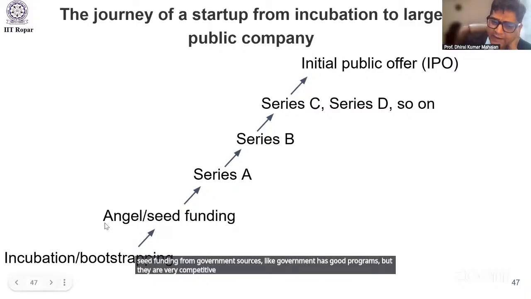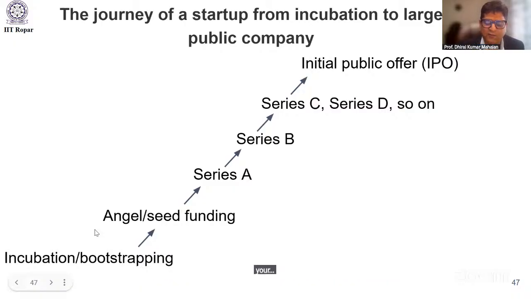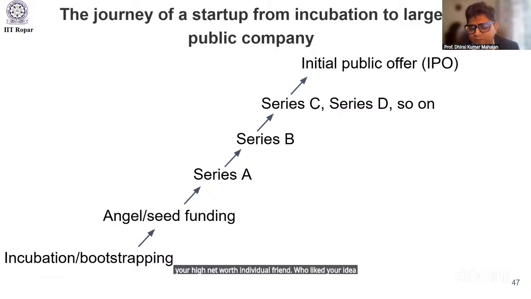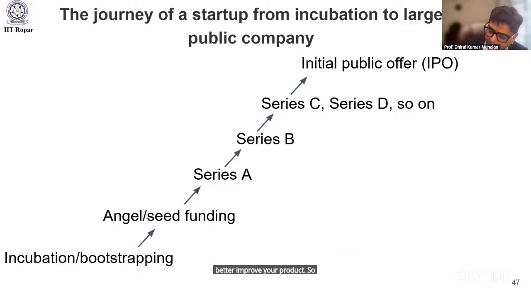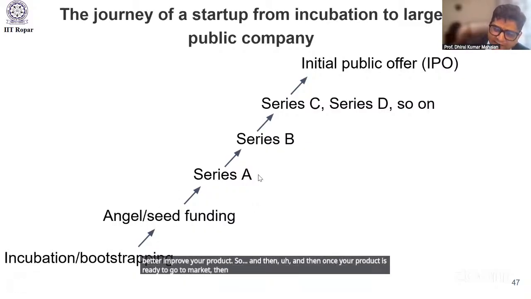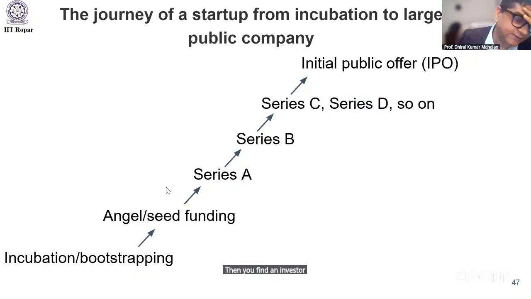Or you can have an angel, a high net worth individual friend who likes your idea and wants to give you, say, 20 lakhs more to better improve your product. And then once your product is ready to go to market, you go for Series A funding. You have done a validation at a small scale, then you find an investor to give you Series A funding.